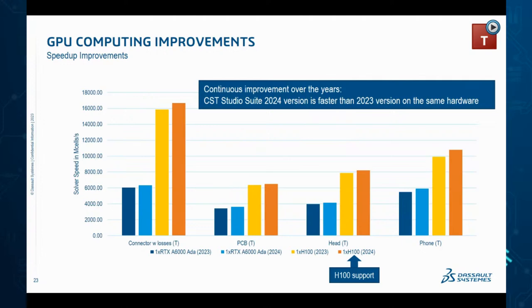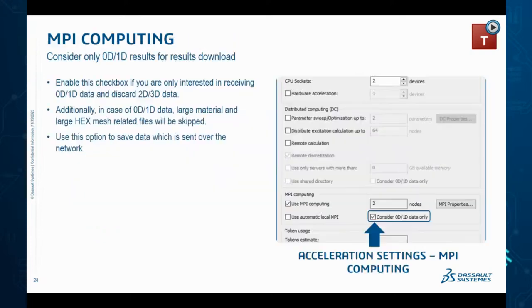With the T-solver, I just want to make a quick mention of the improvements. This is more like an incremental speed-up that we have in the newer version of the T-solver when it comes to GPU acceleration. So you can have a look here. It's an additional speed-up that you get only by upgrading your Studio to the newer version, 2024.